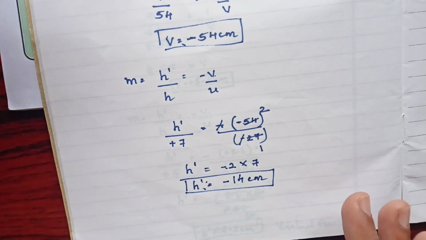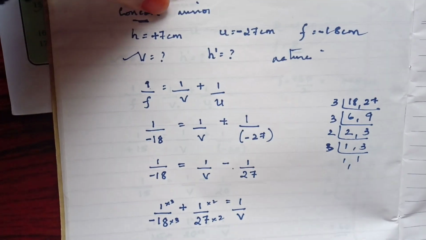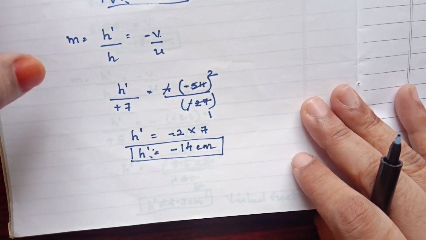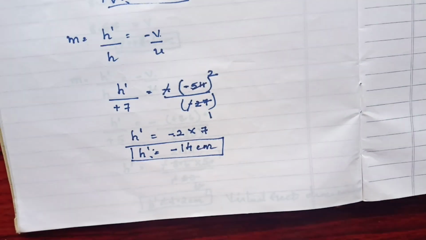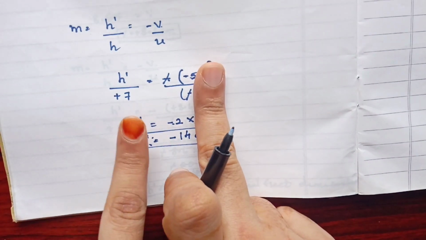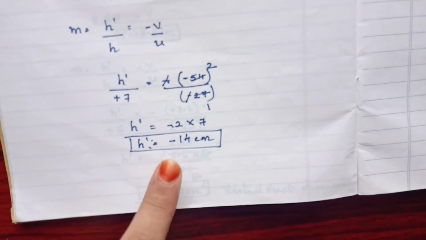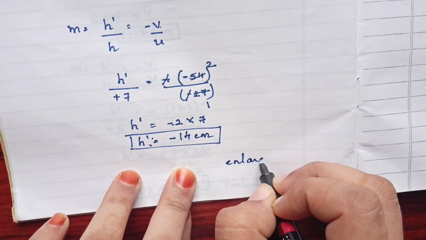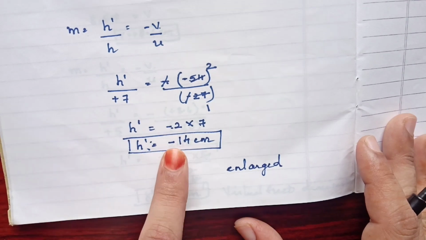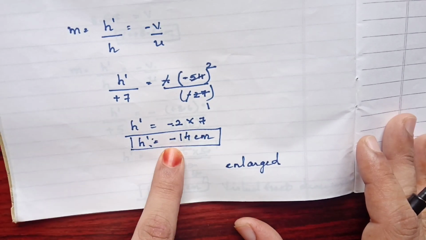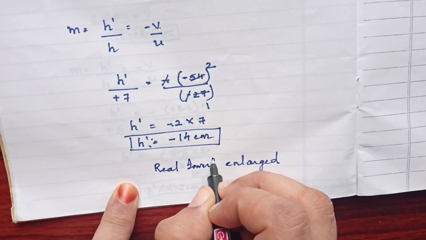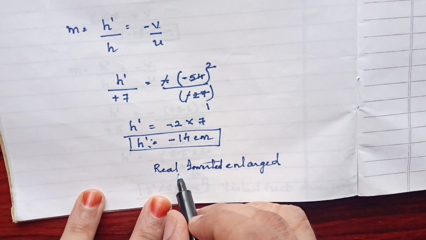Now see here, what has happened to the image? Height of the object is 7 centimeter. Height of the image is 14 centimeter. Don't see the minus and plus. That is just showing whether it's above the axis or below the axis. So that means 7 and 14. 7 is half of this. That means if this is the height of the object, this is the height of the image. So my image is enlarged. Now see at this minus, whether this one is minus or plus. As I said before, if the height of the image is minus, then it is real and inverted. If it is plus, it is virtual and erect. So this is real and inverted. That's it for this one.